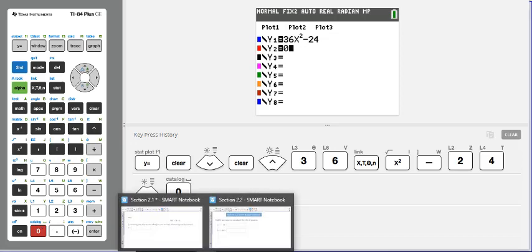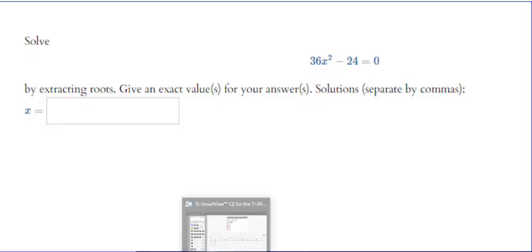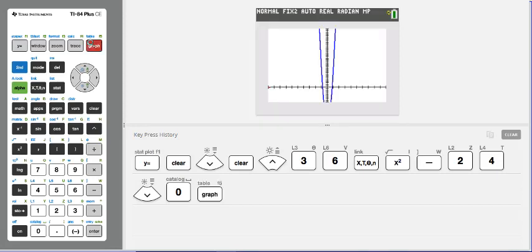Now, I just want to double check that. Let me X out of that real quick. Yeah, 36x, okay. Alright, so I'm just going to hit graph. Okay, so the limits I had just a while ago are good.